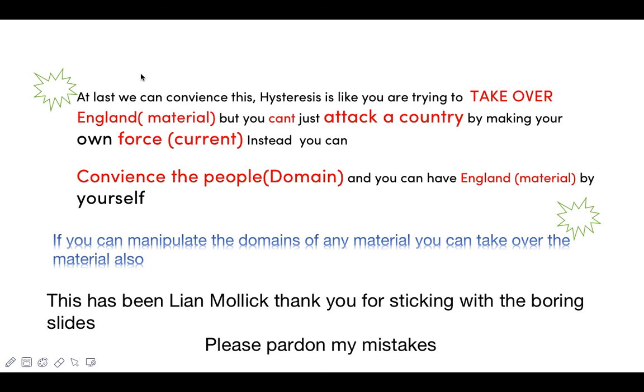So in short, hysteresis is like trying to take over England: you cannot just attack a country by force. Instead, you can convince the people, and by people I mean the domains, and you can have the material by yourself. Is it hard to understand? If you can manipulate the domains of any material, you can take over the material. So I manipulated the domains of iron and it turned into a magnetic material.